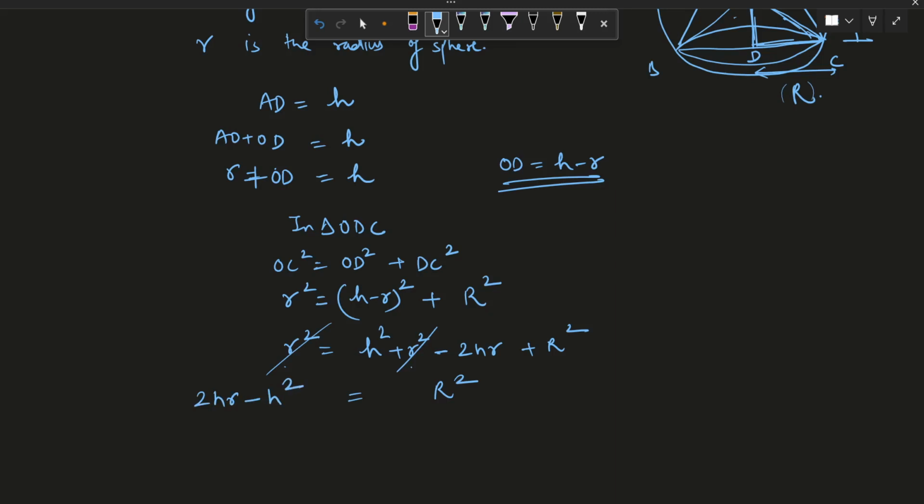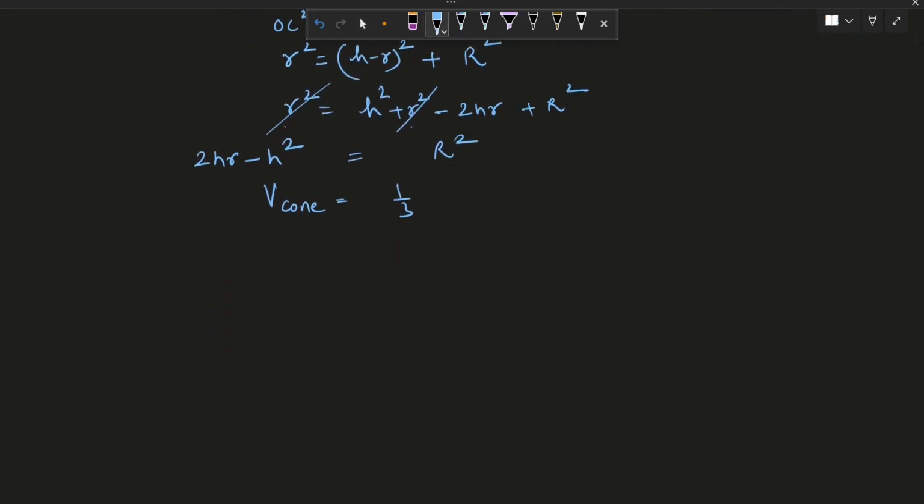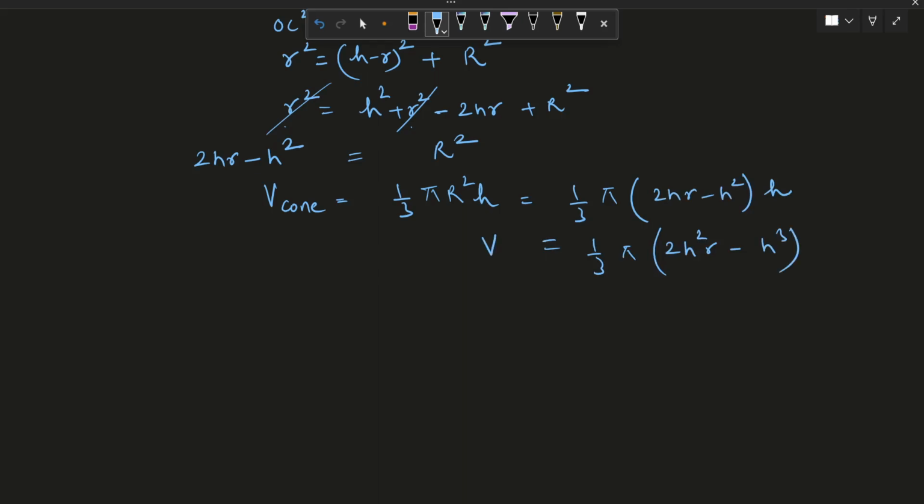Fine. Now I'll use it in the volume formula of cone. So volume of cone we know is 1 by 3 pi R square h. So instead of R square, I'll put 2hr minus h square into h, multiply, 2h square r minus h cube, that is the volume. Now let's differentiate it with respect to the height or the altitude. So what will I get? It will be 4hr minus 3h square.